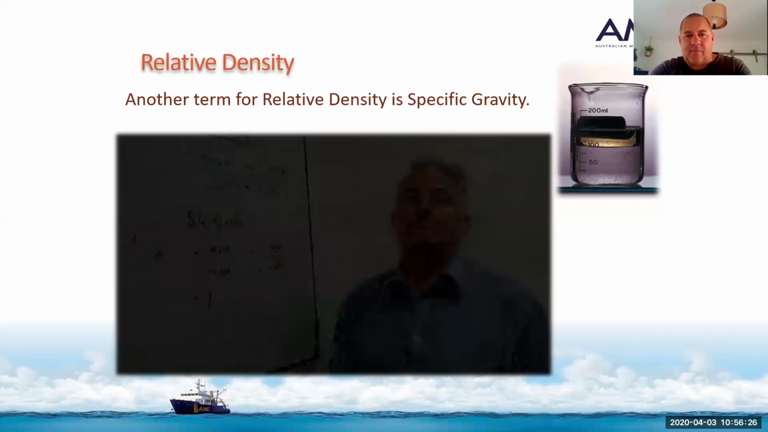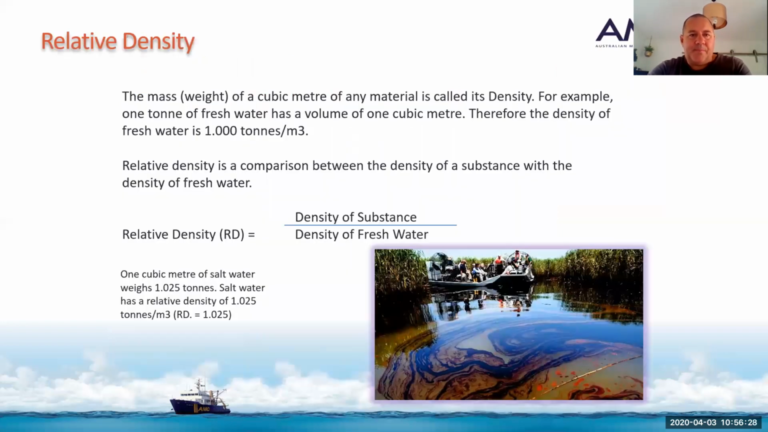There you go. And I think he describes that very well. So the weight of a cubic metre of any material is called its density. For example, 1 tonne of fresh water has a volume of 1 cubic metre, therefore the density of fresh water is 1.00 tonnes per cubic metre. Relative density is a comparison between the density of a substance and the density of water. 1 cubic metre of salt water weighs 1.025 tonnes. So salt water has a relative density of 1.025, so it's more dense than fresh water.